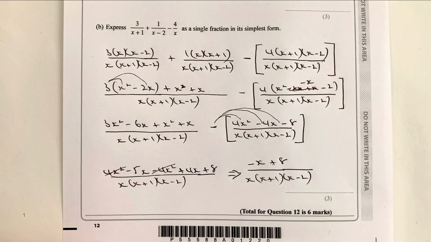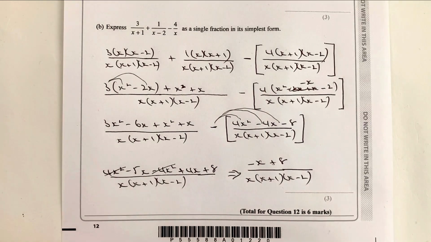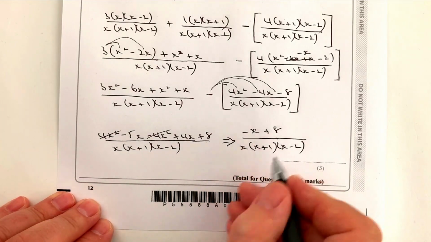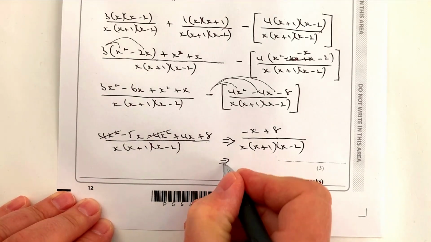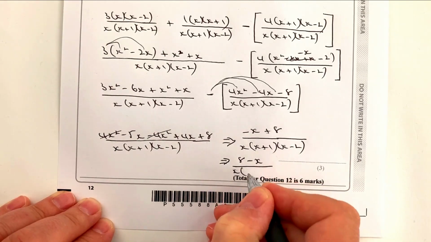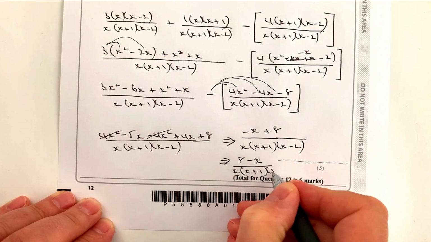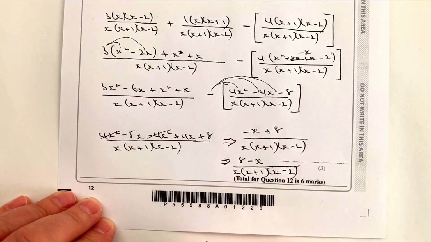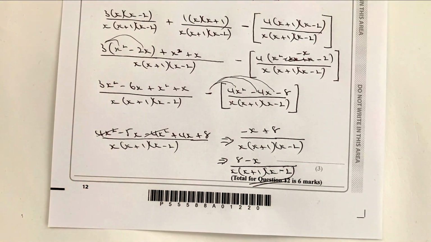I'm running out of space to write this, but I'll do my best. If I've got space on the video here, let's move this up a little bit. Okay, so if I wanted to write that a little bit neater, I would write that as 8 minus x divided by x times x plus 1 multiplied by x minus 2. And that actually would be the answer to the question. And if you wrote that, you've done a fantastic job. It does get a little bit complex towards the end there, but hopefully that's been okay for you.